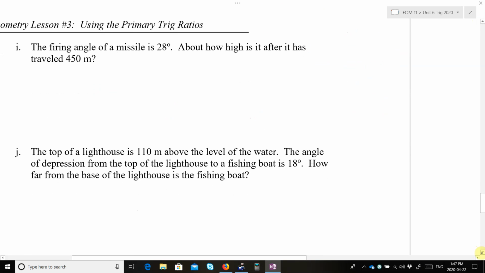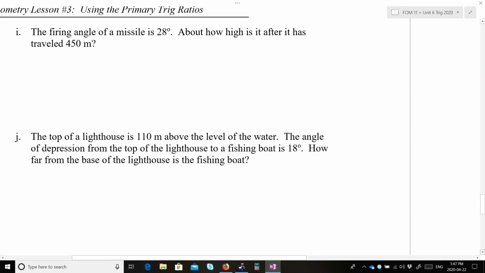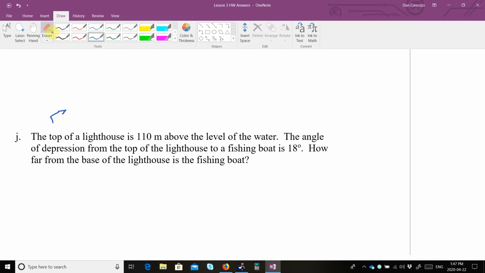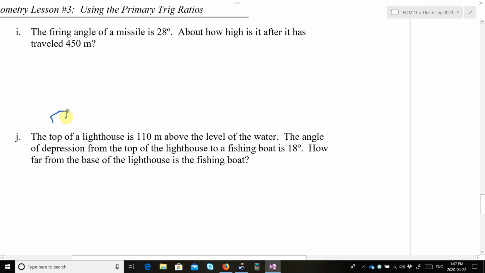The firing angle of a missile is 28 degrees. How high is it after it has traveled 450 meters? Okay. So there's a missile. It's fired out like this. I'm not a very good artist.